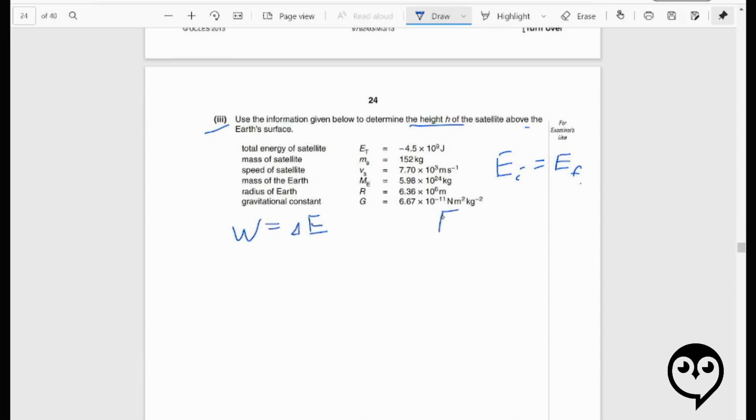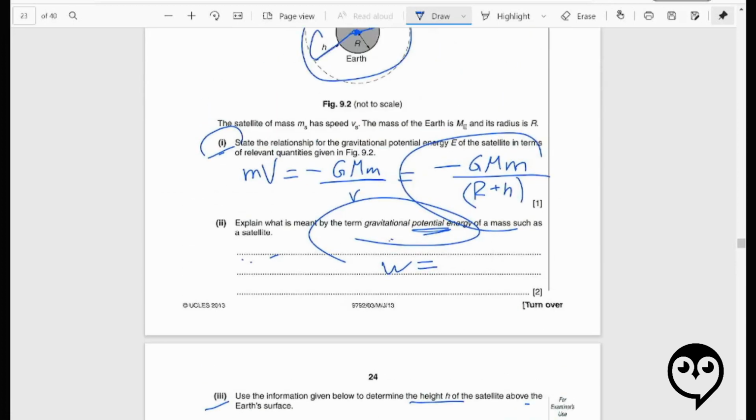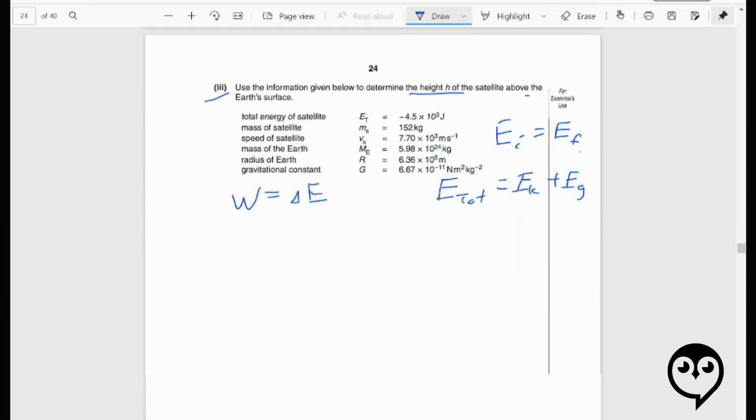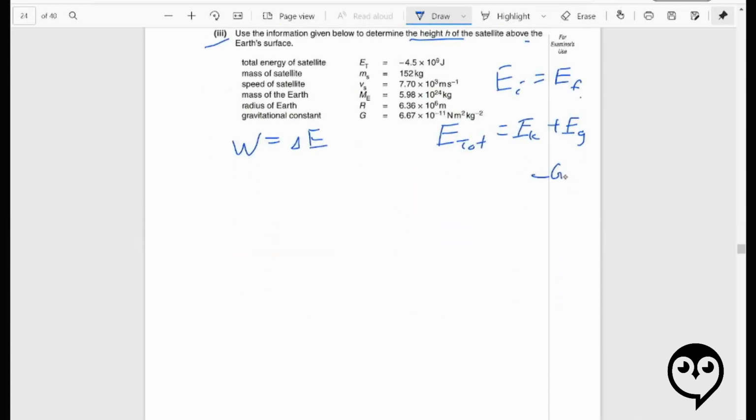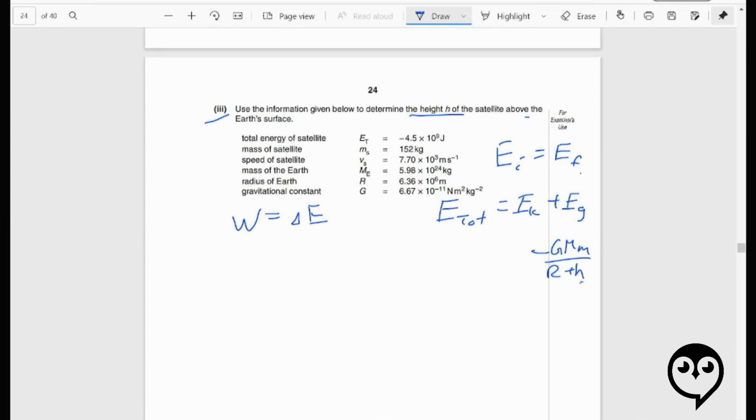We also know that the total energy here is going to be the kinetic energy plus the gravitational potential energy. Since we've got that expression for gravitational potential energy, and it has the h that we need, and they give us the total energy as well, maybe we take 4.5 times 10 to the power of 9 equals, and we'll use the half mv squared for the kinetic energy, and we'll just get that term there. Maybe that's what we do.